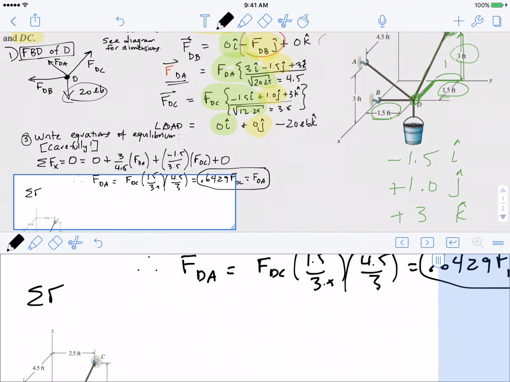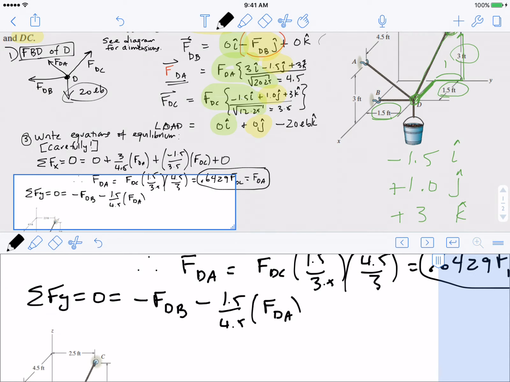When we sum the forces in the Y direction and set them equal to 0 because there's no acceleration, in other words, what I'm saying is that minus FDB minus 1.5 over 4.5 times FDA plus 1 over 3.5 times FDC plus nothing equals 0. Okay?